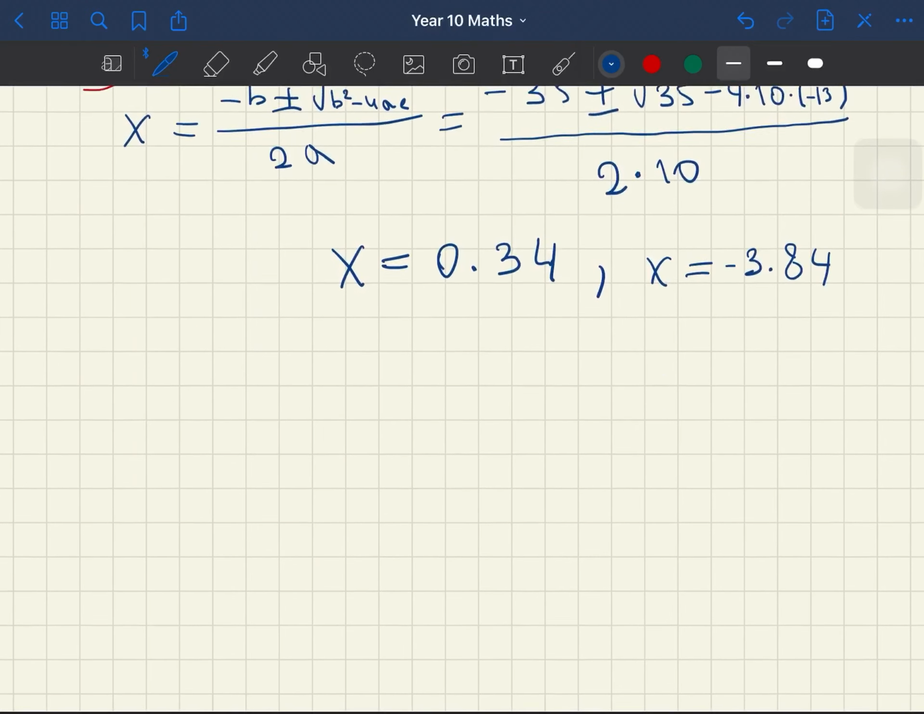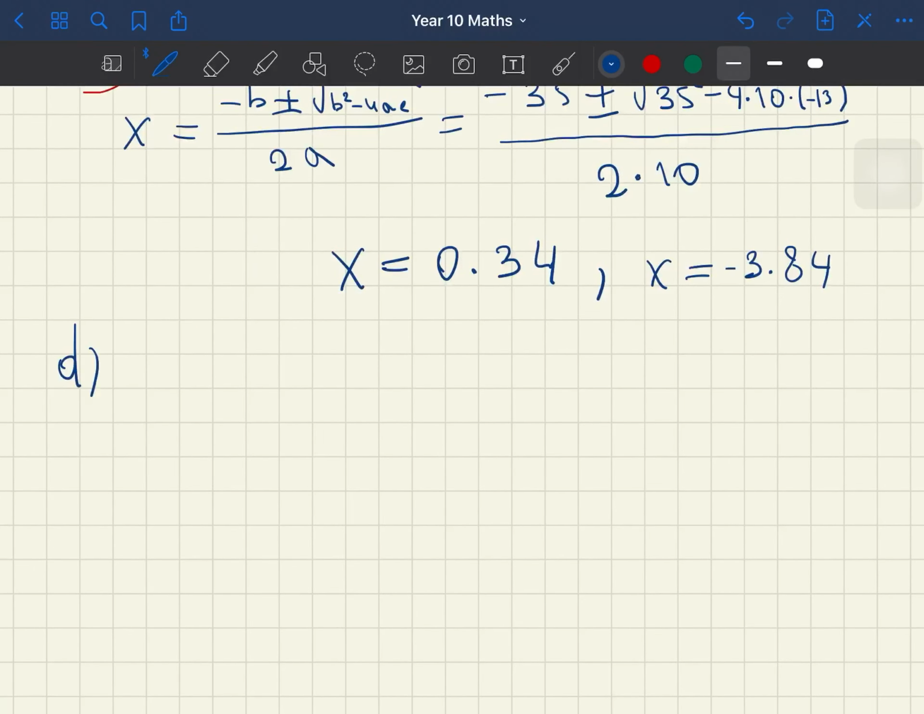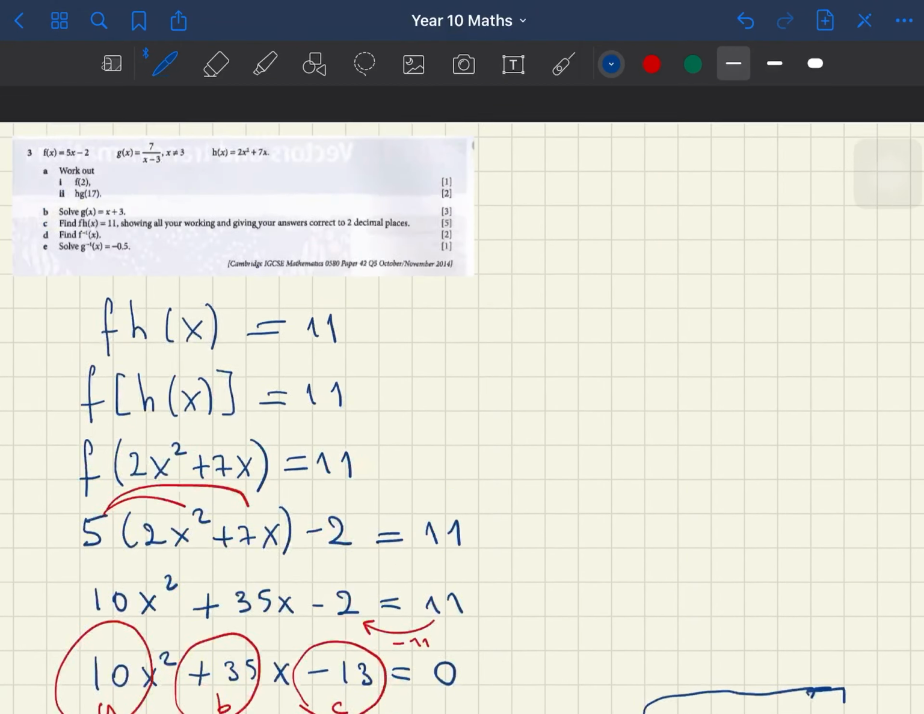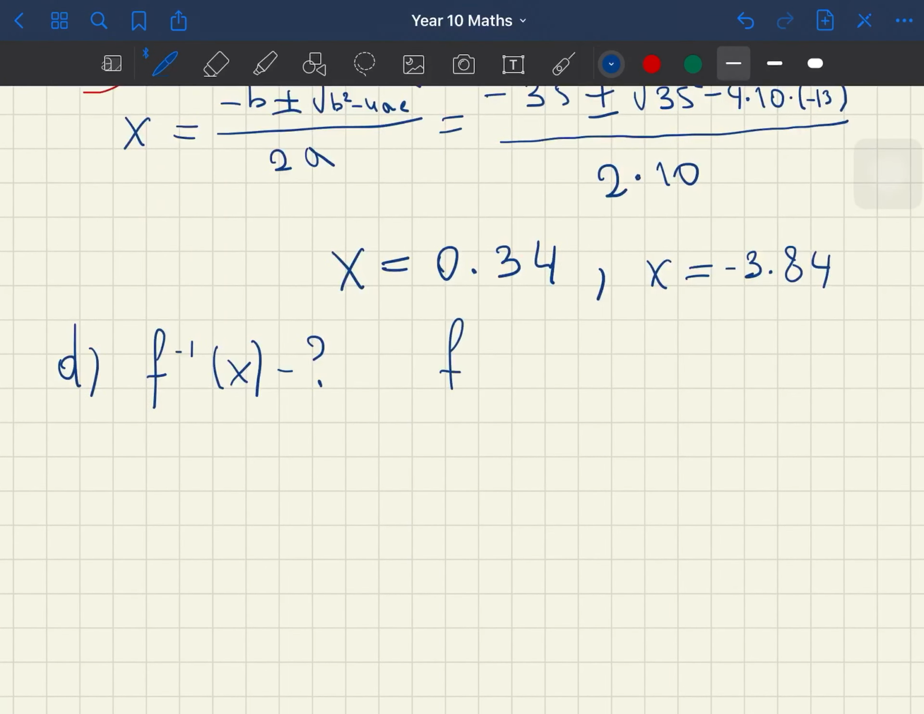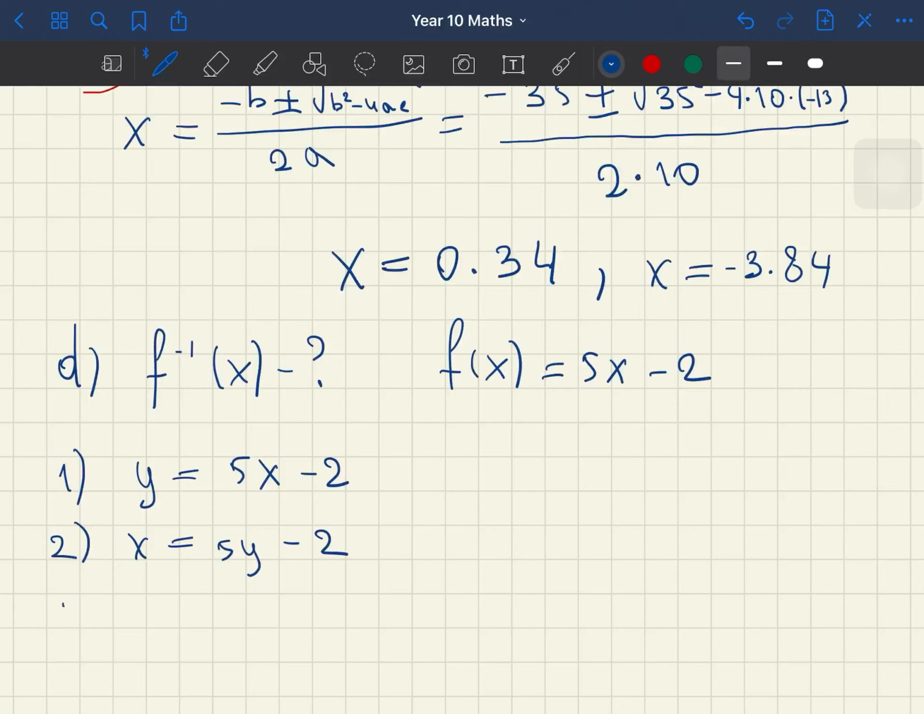Okay, next we have, in D, we have to find f minus 1 from x. What is f from x? f from x equals 5x minus 2, yeah? So it's 3 steps, right? First step, we replace f with y, so y equals 5x minus 2. Second step, we swap x and y, so x equals 5y minus 2. And the third step, we make y the subject.